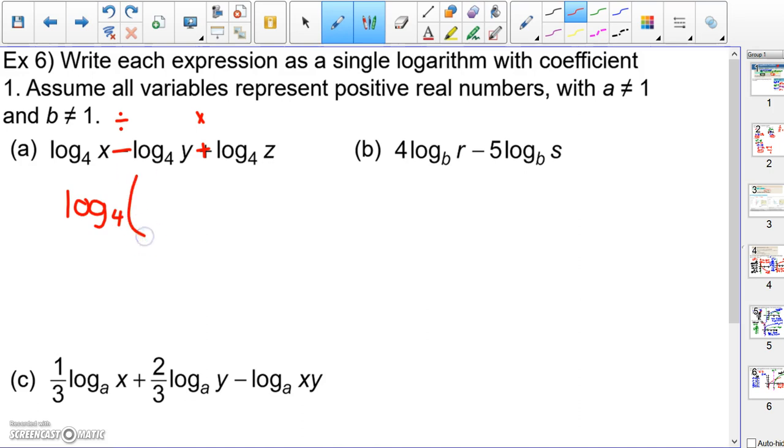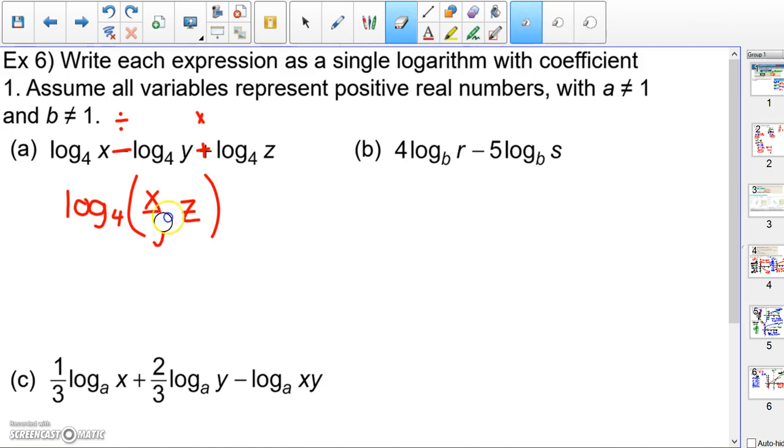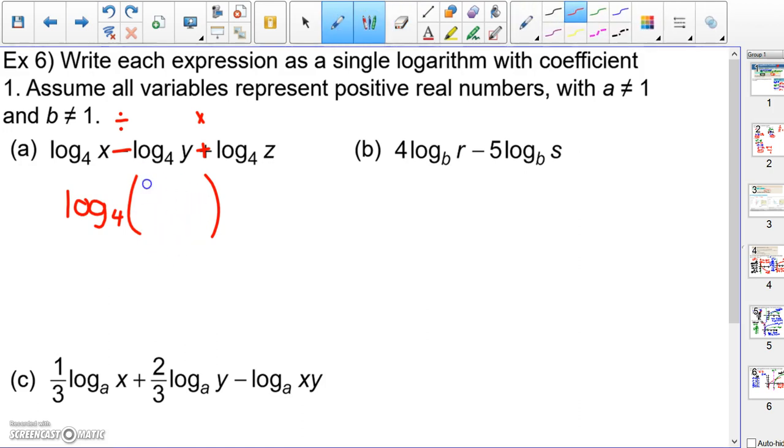They would all have to match, log base 4, log base 4, log base 4. But in the parentheses there, think of it as x divided by y times z, or probably a better way of writing that would be xz over y. X divided by y times z.